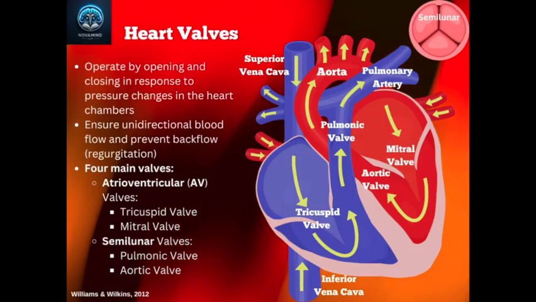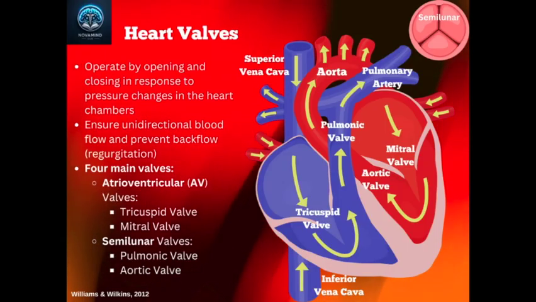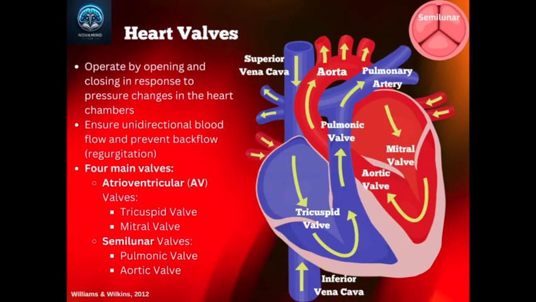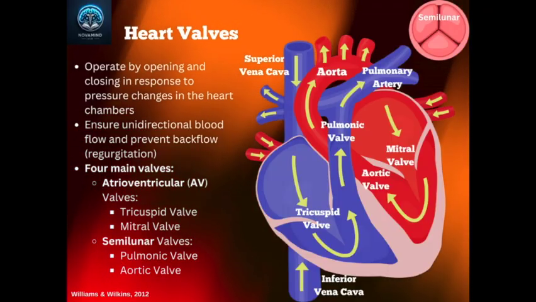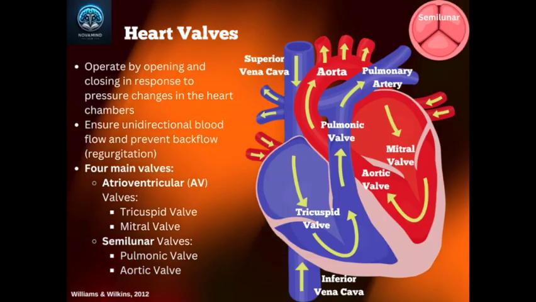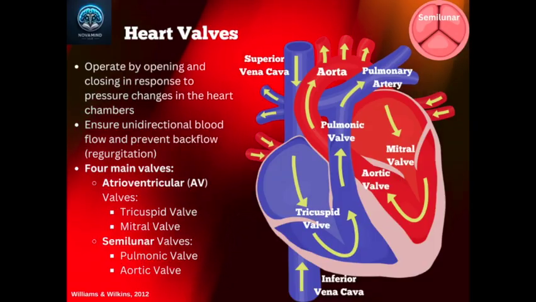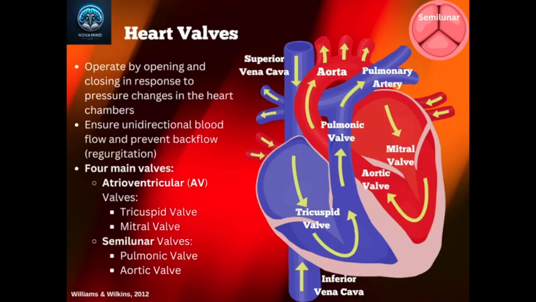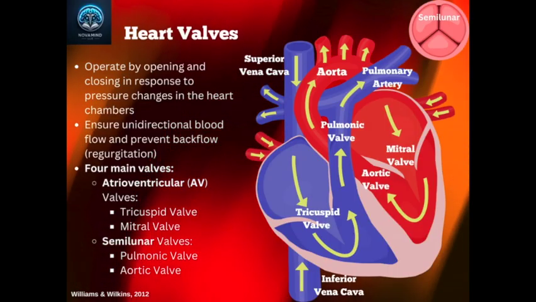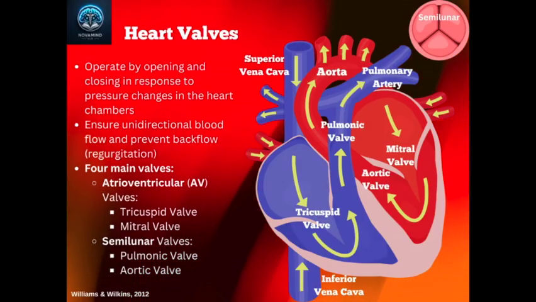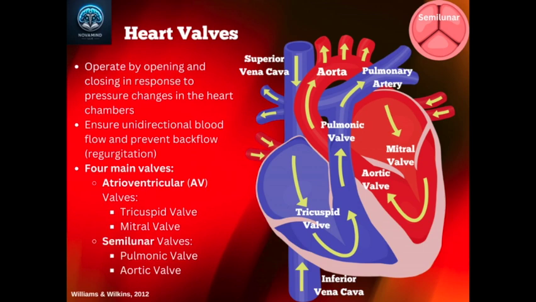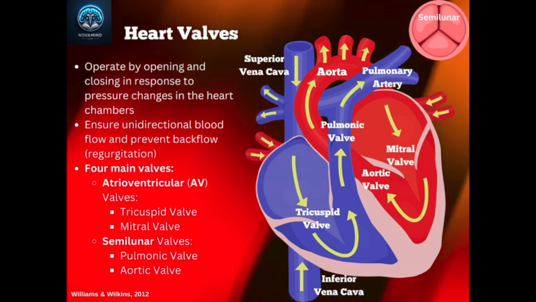The second type of valves are called the semilunar valves. The first one being the pulmonic valve, which is positioned at the exit of the right ventricle, leading into the pulmonary artery, and it controls blood flow to the lungs. The next one, the aortic valve, is located at the exit of the left ventricle, leading into the aorta, and it manages blood flow into the systemic circulation.